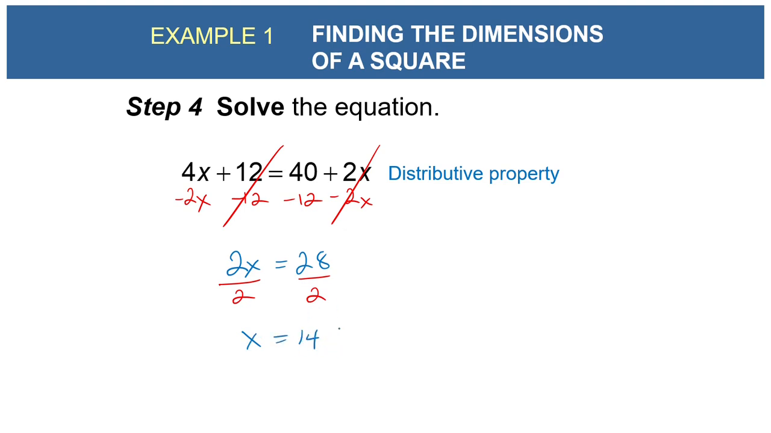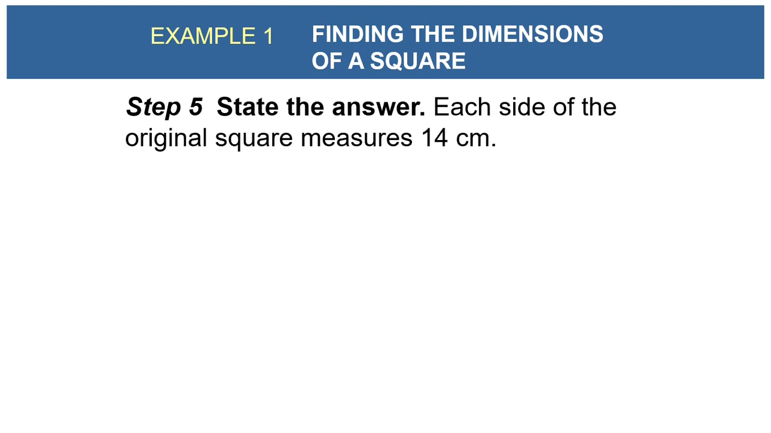This is the length of the original square. So we have 14 centimeters is the length of the original square. Step 5, state the answer. Each side of the original square measures 14 centimeters.